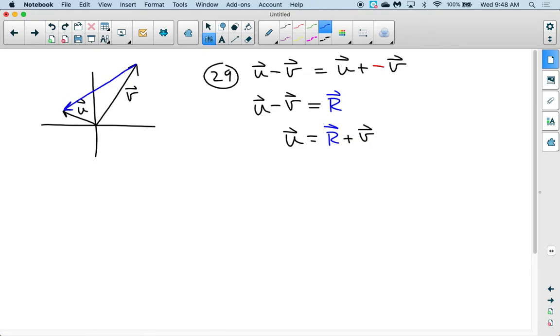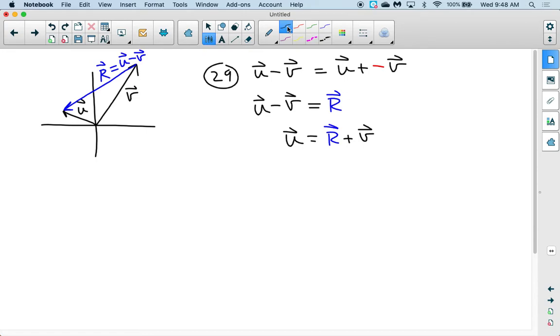So that's just consistent with how we understood addition of vectors in the last slide. Okay, so there's the difference. R is equal to u minus v. Well, you might think, I'm not going to ever remember that. Well, here's what you can remember. This is extremely helpful.